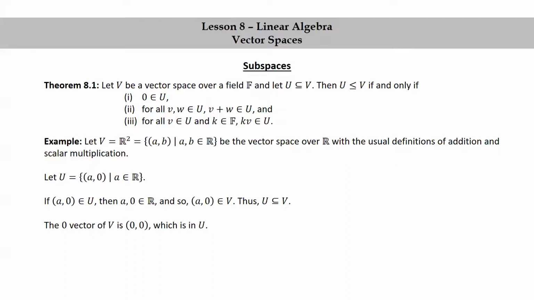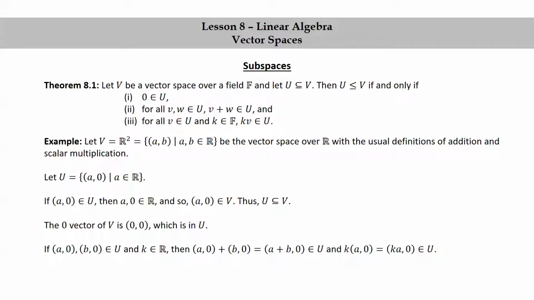The 0 vector of V is 0, 0, which is in U. If A, 0 and B, 0 are in U and K is in R, then A, 0 plus B, 0 is A plus B comma 0, which is in U, and K times A, 0 is KA comma 0, which is in U. It follows from theorem 8.1 that U is a subspace of V.